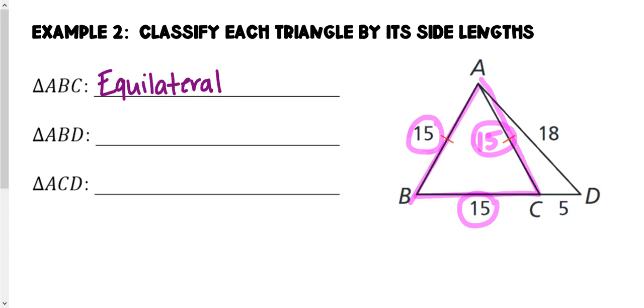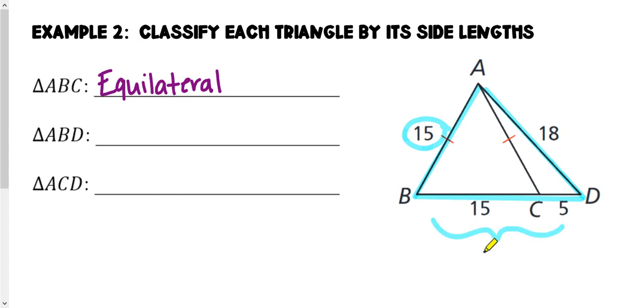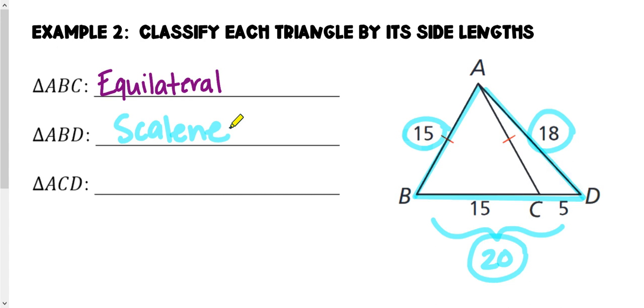Okay. All right, next one, triangle ABD. So let's start over and identify triangle ABD. AB is 15. Now notice BD we have to combine, so 15 plus 5, so that side length is 20. And then AD is 18. So 15, 18, 20, they're all different, so that would be a scalene triangle.